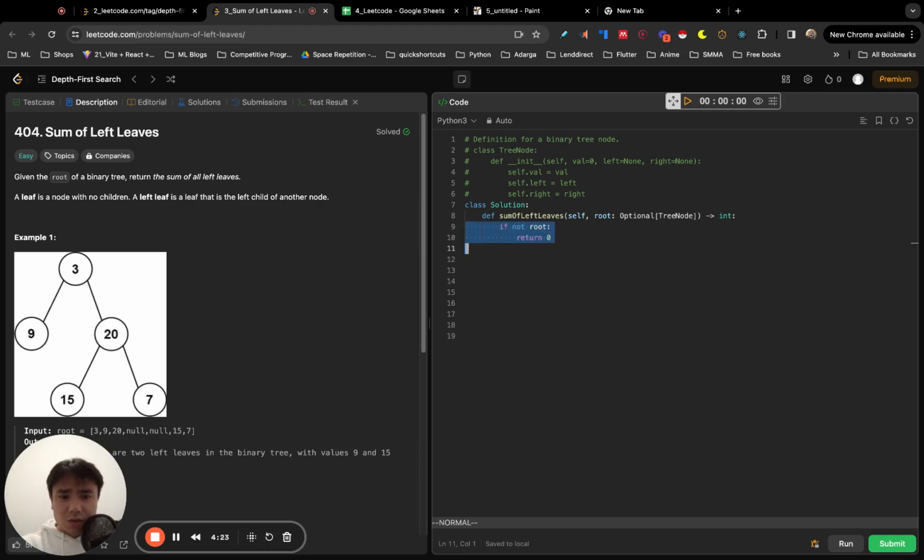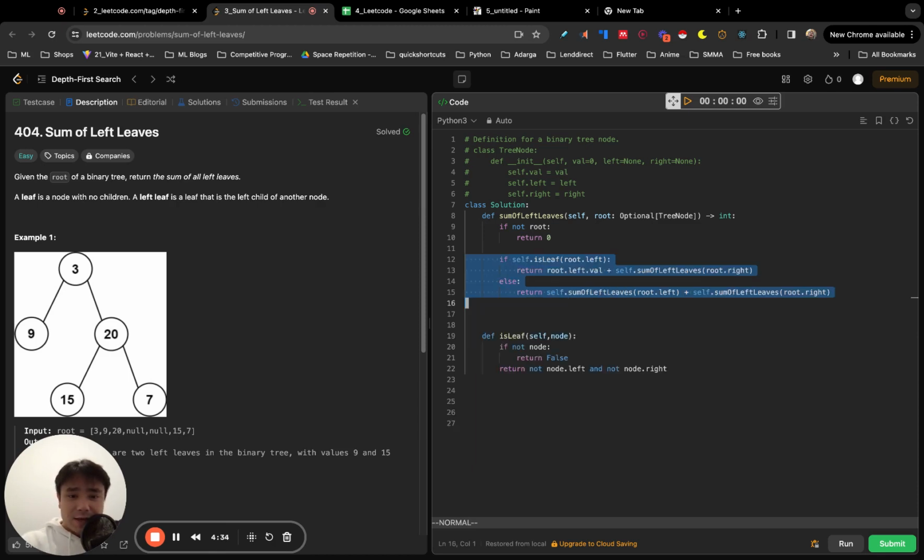this is the code. This is always the base case, right? If not root, return 0, and then this is just a helper function to check if the node is a leaf or not. And this is the main chunk of the whole problem, really. If you have done depth first search a lot, then you see this pattern a lot, right?